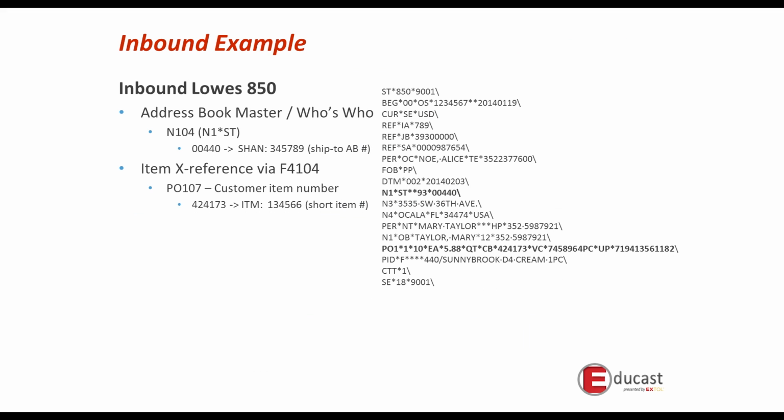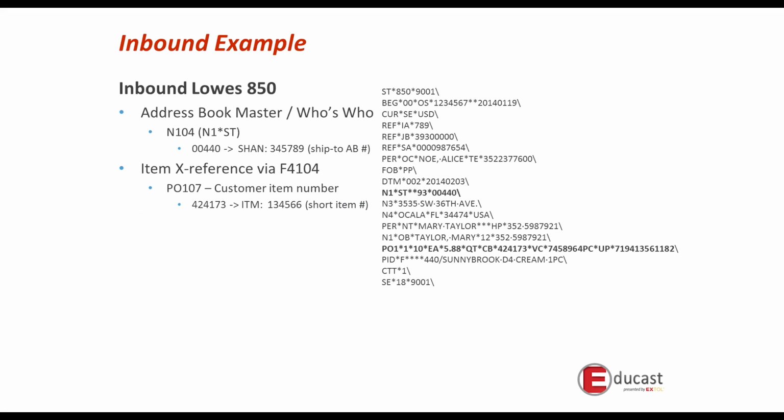Using our best practices for our inbound example here, we're taking the N1. Let's take the N104. With the N104, we have the Lowe's location of 00440. Using our best practice of the address book, we were able to externalize the data from JD Edwards and then determine the SHAN, which is our ship to address book number, to be 345789.